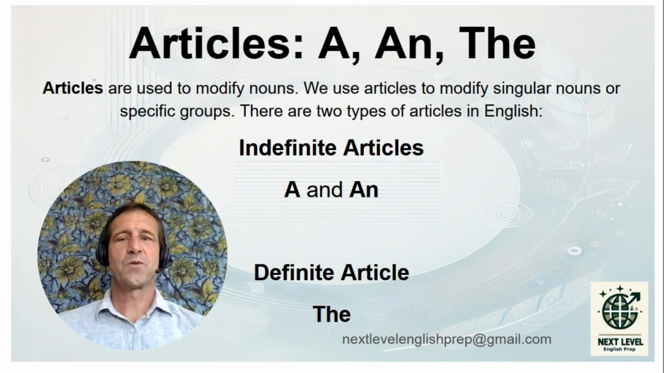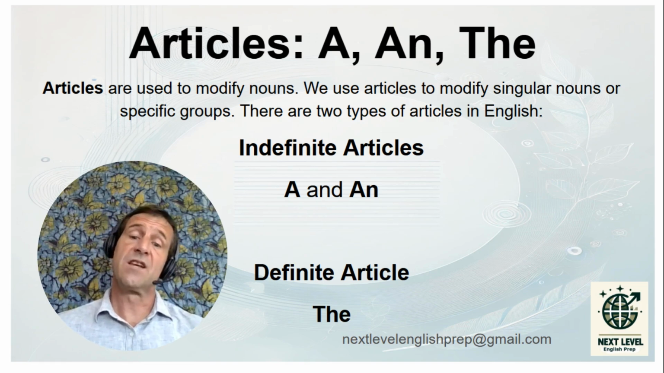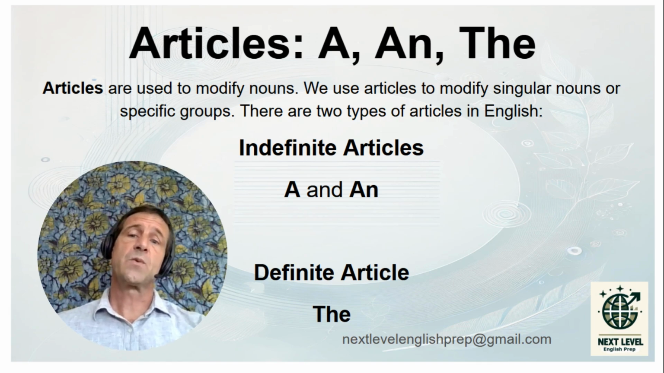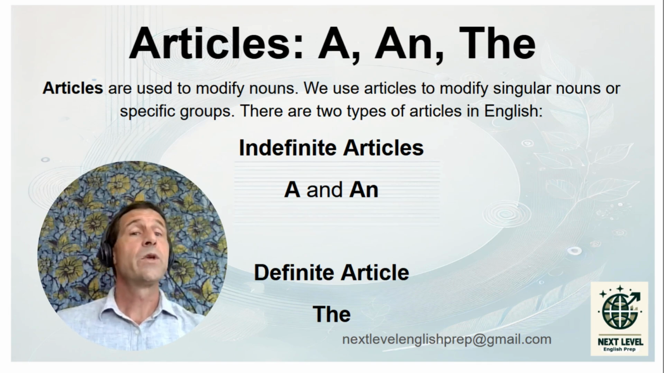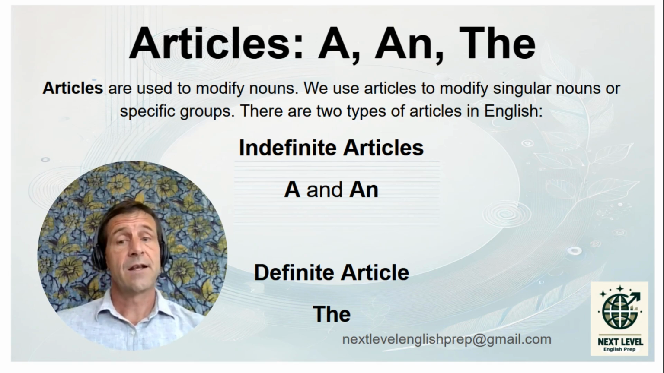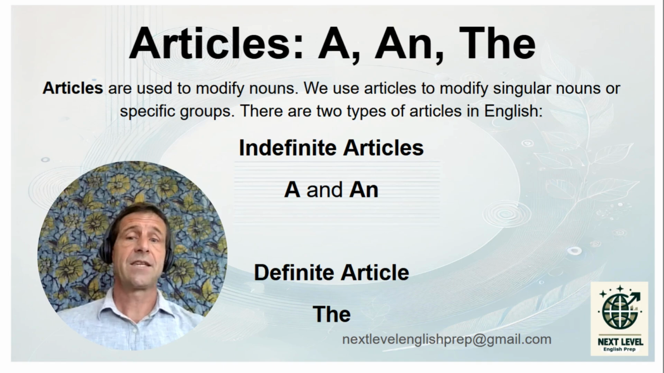Articles are words we use before nouns. They tell us whether we're talking about something general or something specific. There are two types of articles in English. First, we have indefinite articles, a and an. We use these for general things when the exact object is not important. Then there's the definite article, the. We use the when we know exactly what we're talking about.